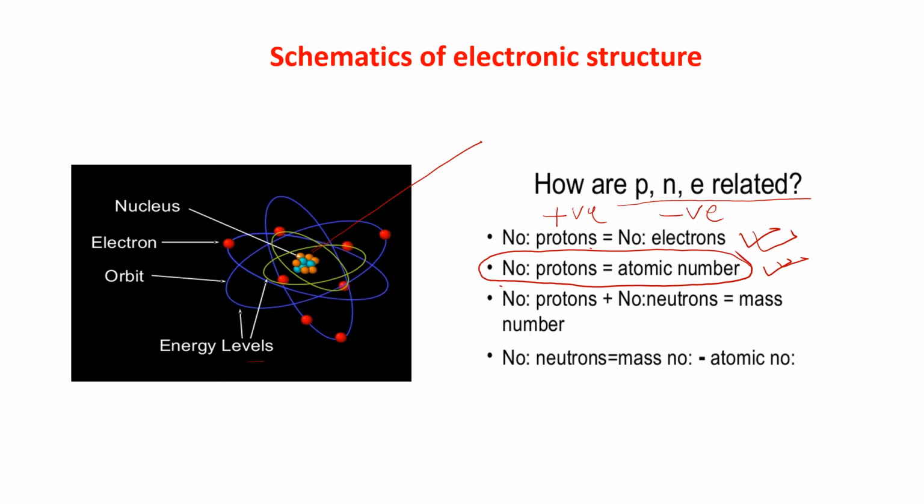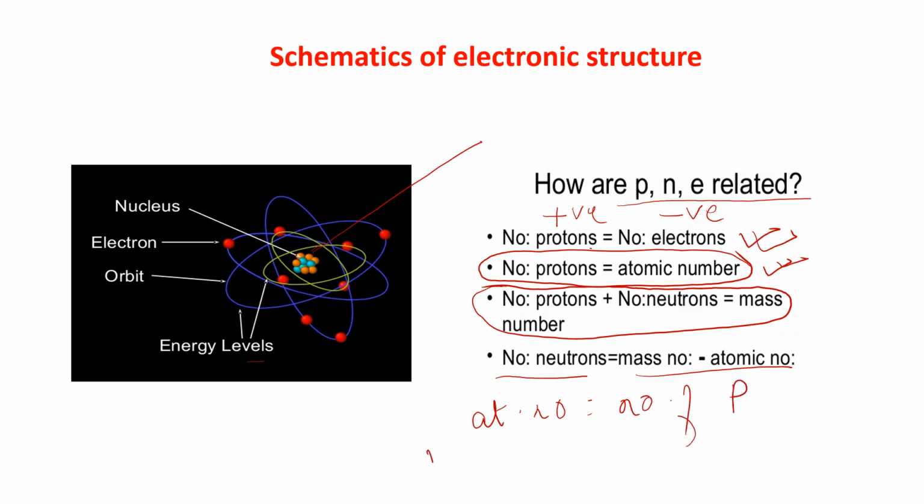And what is mass number? This is also very important. Mass number is the number of protons plus the number of neutrons. The number of neutrons is equal to mass number minus atomic number. So this is very important. Atomic number is equal to the number of protons, and mass number is the number of protons plus the number of neutrons.